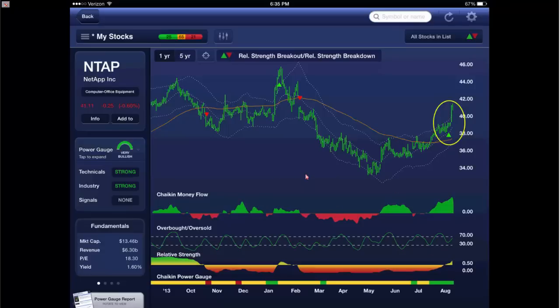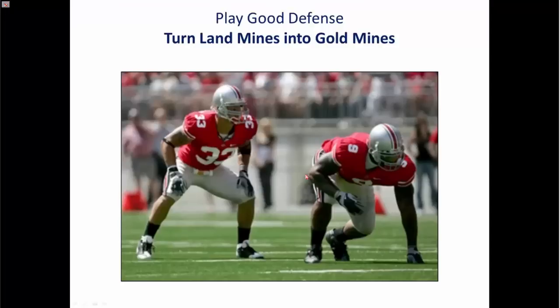So 3 examples of bullish stocks, but it's also important to play good defense. And to me, playing good defense means three things: having a good money management discipline. That means having a stop loss on every position, trade, or investment. You can't let one stock destroy all the good work that you've done over the course of the year.